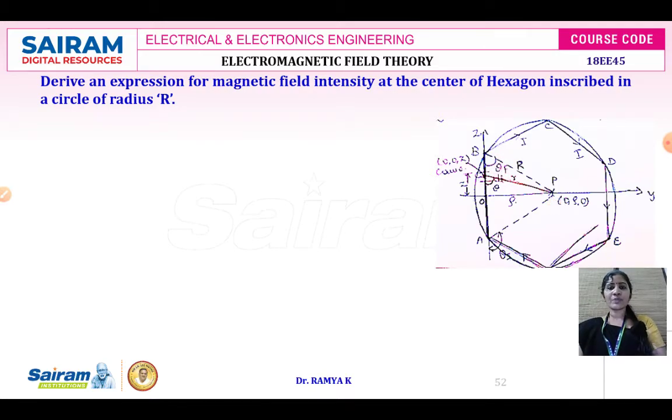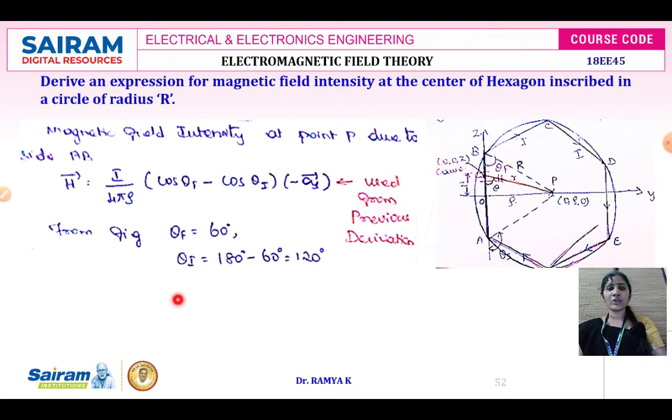The general expression has already been derived. We know that the magnetic field intensity at point P due to one side AB is equal to I divided by 4 pi rho, cos theta f minus cos theta i, into minus ax. So this we can obtain from the previous derivation. The value of the magnetic field intensity in this equation is derived from the previous equation.